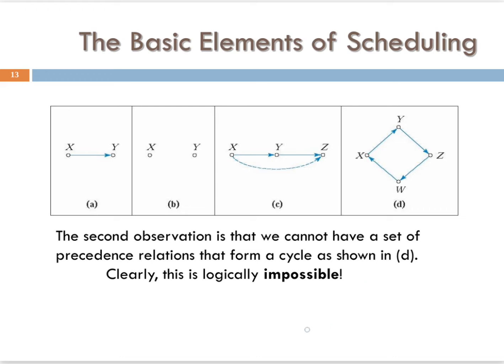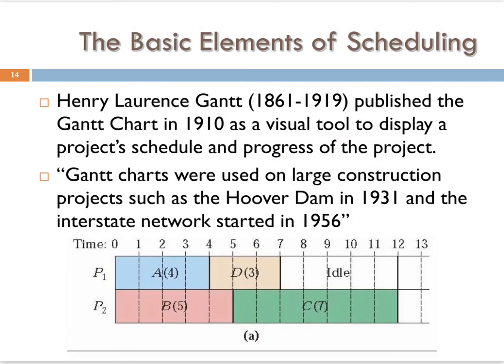Another thing is we can't have a cycle when it comes to a scheduling observation. So if we have X, Y, Z, W, and we have to do X before we do Y, Y before we do Z, Z before W, and then W before X, we'll never get anywhere, because it's like the chicken or the egg, which came first. We don't know. It's logically impossible. So we can't have a cycle when it comes to scheduling.